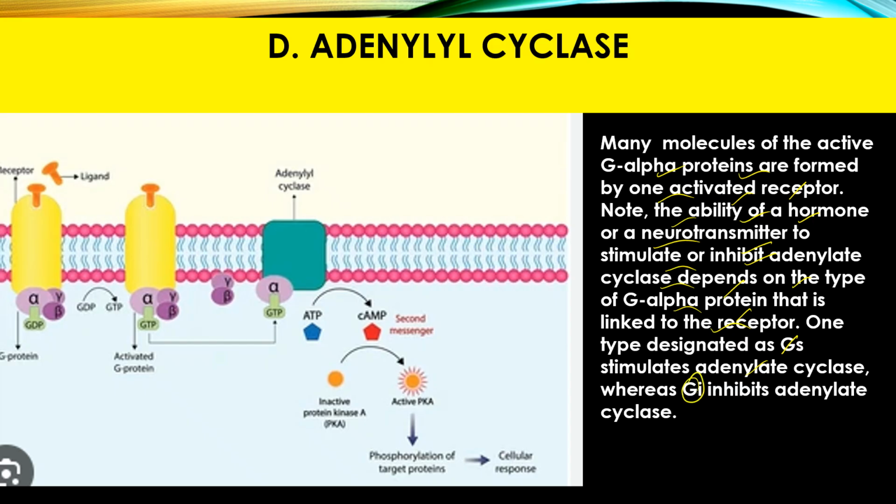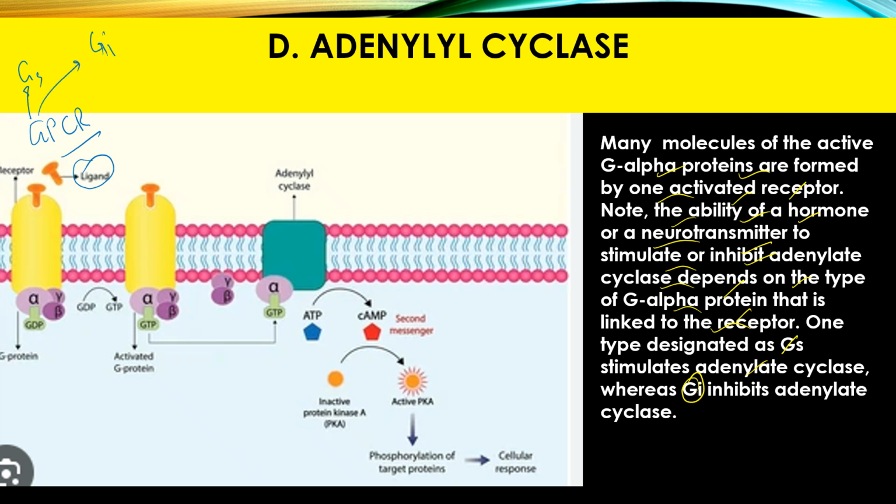Now here the question arises that the ligand which attaches to the receptor site, which type of receptor site is it attached to? We all know that these receptor sites are also known as GPCR. It is of many types. One is known as Gs, and the other one is known as Gi.